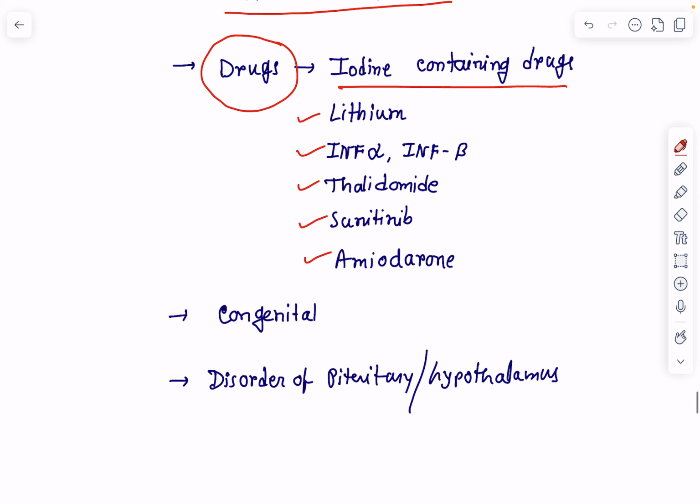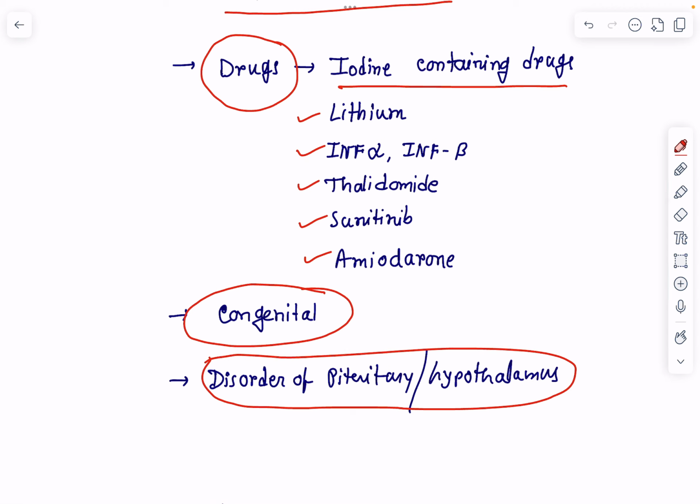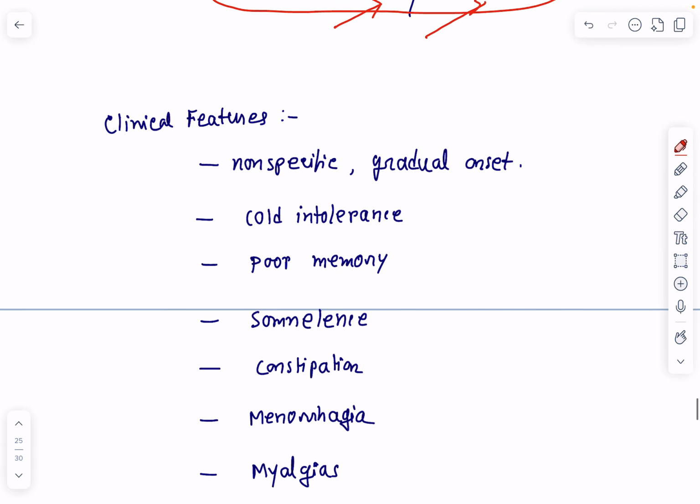Now, congenital hypothyroidism is also there. It is due to agenesis of the thyroid gland or sometimes dyshormonogenesis. Now, disorders of the pituitary and hypothalamus can also result in hypothyroidism. This is usually the main cause of secondary hypothyroidism, where there is abnormality in the pituitary or in the hypothalamus, which results in hypothyroidism. So these are the causes of hypothyroidism.